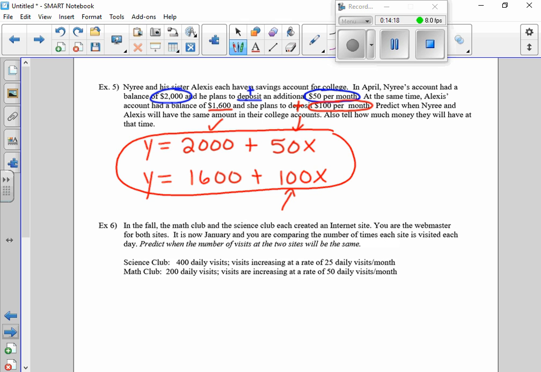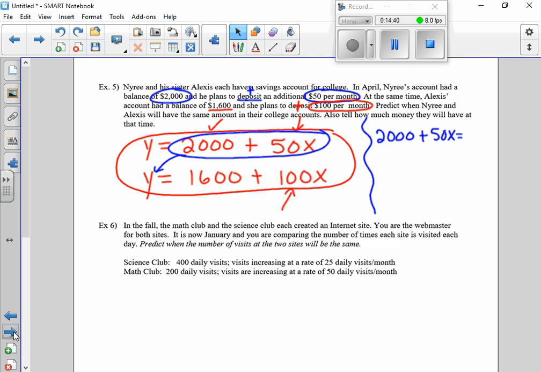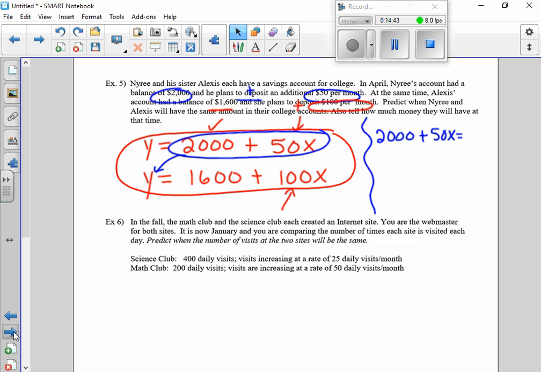A problem like this, a good time to graph might be using the Desmos calculator, but you can still use substitution. So with substitution, I might say, hey, this is solved for y. Go ahead and plug it into the second equation for y. My equation will look like this: 2,000 plus 50x equals, I'm running out of space, so let me go ahead and slide all this stuff over.